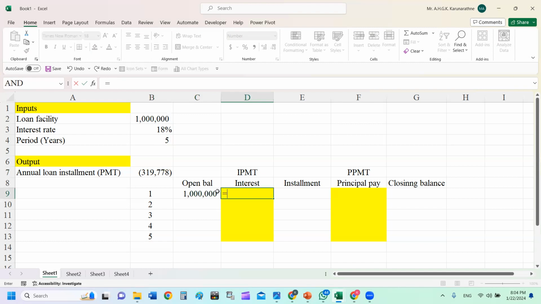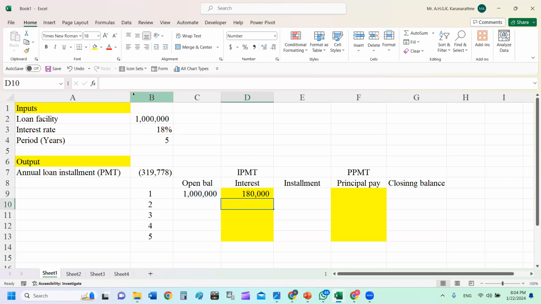Then interest. Interest is always equal to open balance multiplied by interest rate. You have the intention to drag it and copy the formula, and if you leave it as a relative cell, it will change. So hit the F4 button and make the interest rate cell a fixed reference. Okay. This is very obvious: 1 million at 18% annually is 108,000 interest charge.